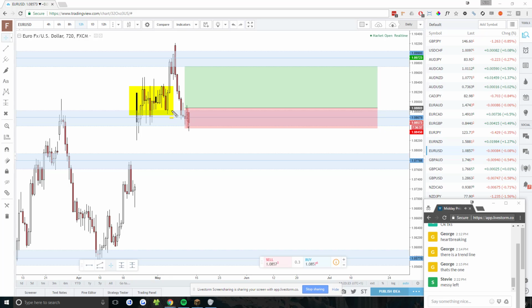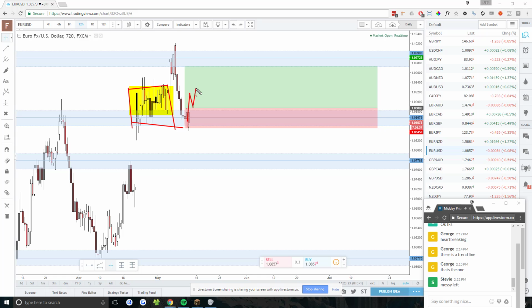So yeah, we have that. Then you look over to the left here, because whenever you want to enter a trade, the first thing you do is you look to the left. It's like the most important step. You look to the left. What do you see there? You see this completely messy range that it was in for ages.